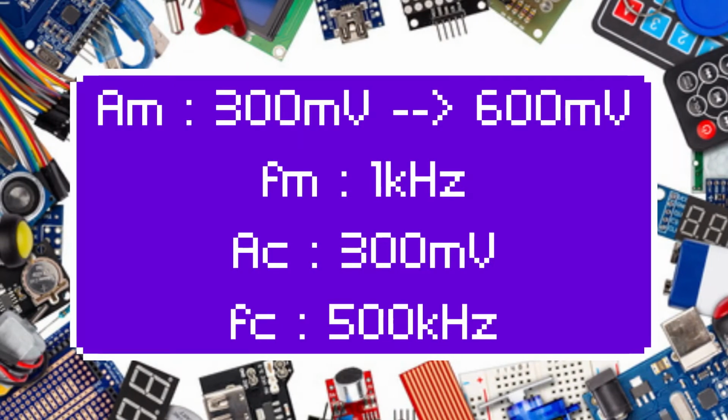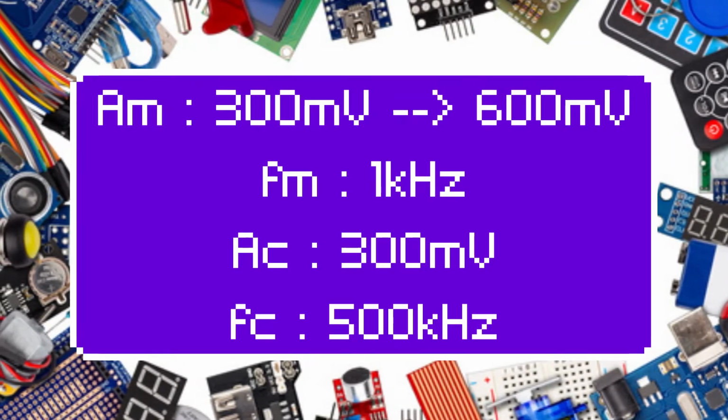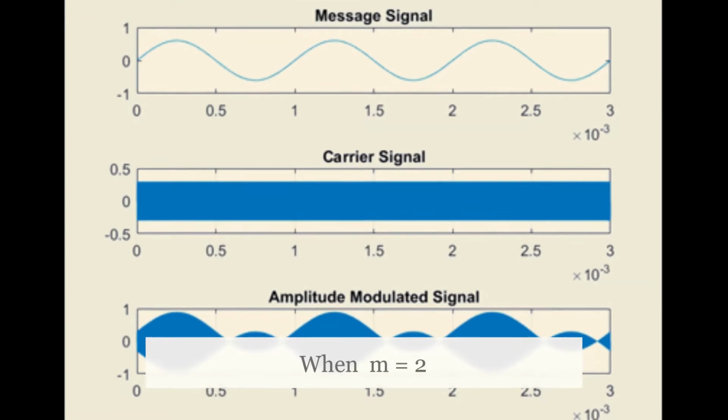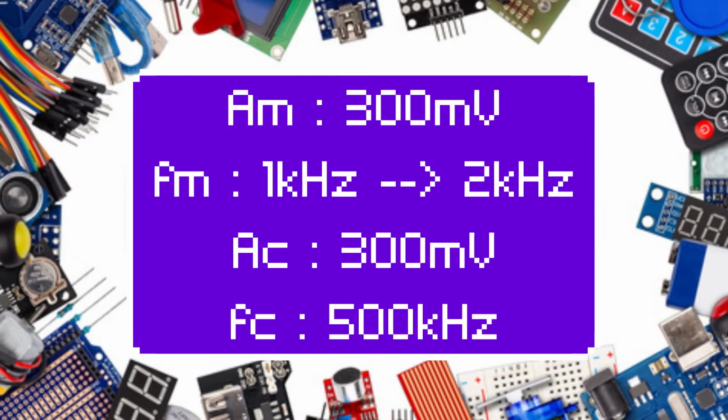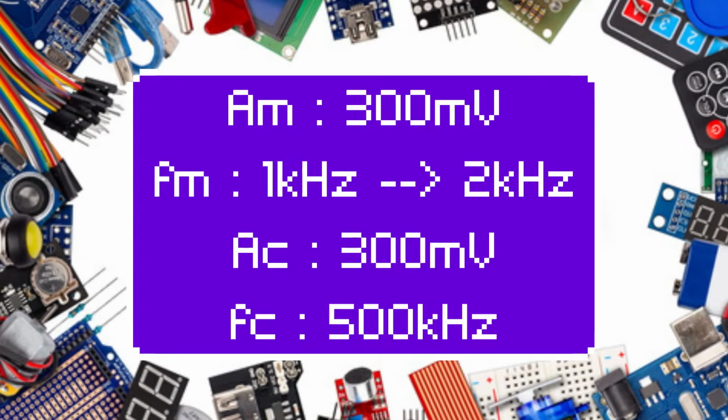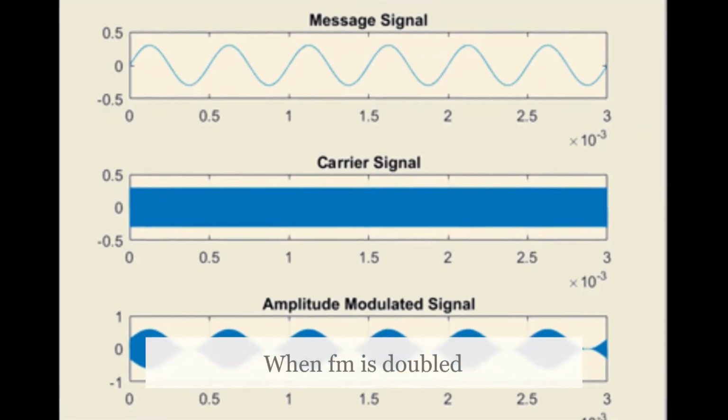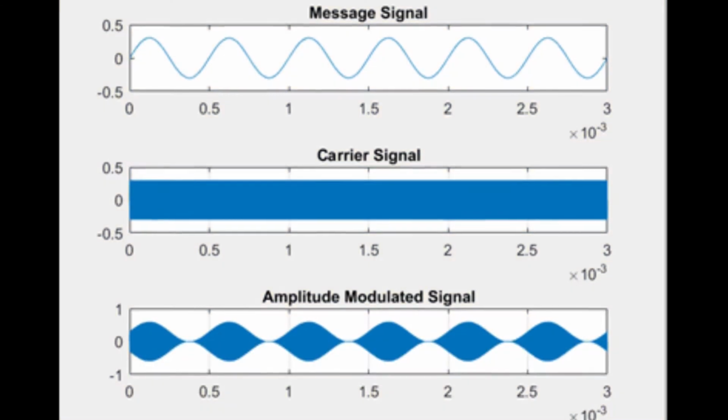Next, when the audio amplitude is changed to 600 mV, the modulation index will be equal to 2, and therefore, over-modulated signals will be produced. When we change the audio frequency to 2 kHz, which is double the previous value, now it can be seen that the frequency of the modulated signal is also doubled.